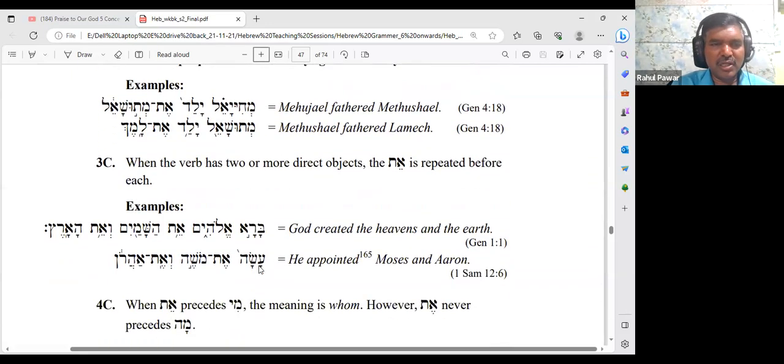Now, as I already told you, when a verb has two or more direct objects, eth is repeated before each. For example, Bereshit bara Elohim et hashamayim ve'et haaretz. Here the first et is used without maqqef, so it has a tsere. Here also, this et is used with the conjunctive vav. So, God created the heavens and the earth.